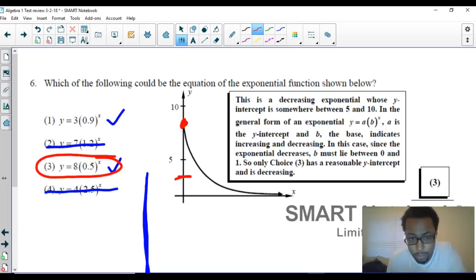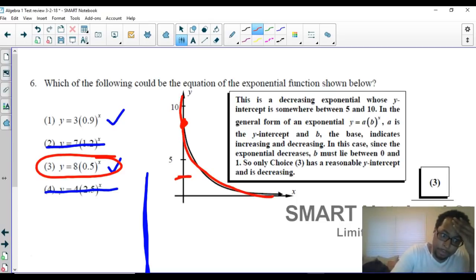Okay, so again, first step, look at the function is going down. If it's going down, it has to be below 1. So it can't be 2, it can't be 4. Look at my other choices and look at where it starts. It starts at right around here, so that has to be 8 and not 3. So that's what my choice is.